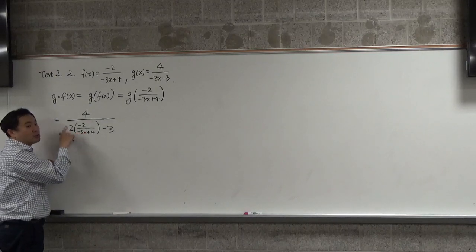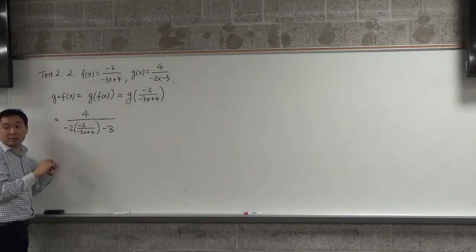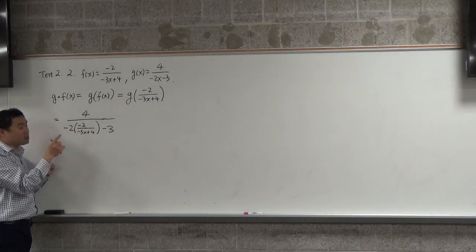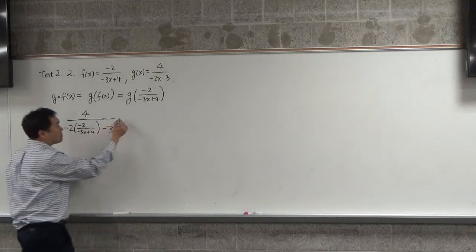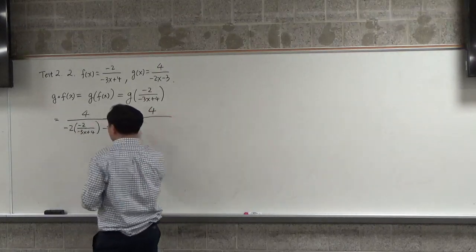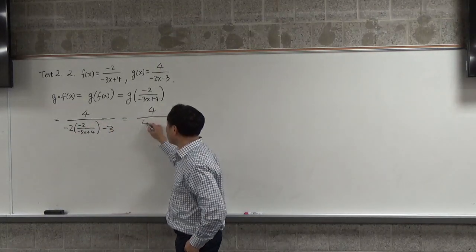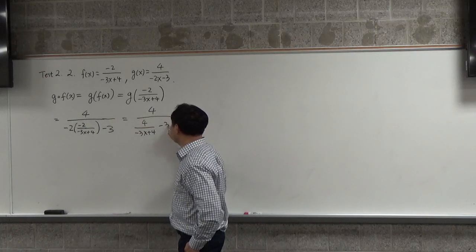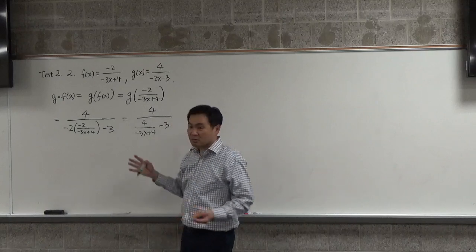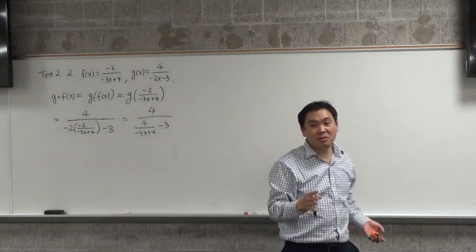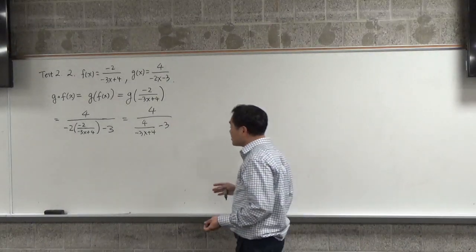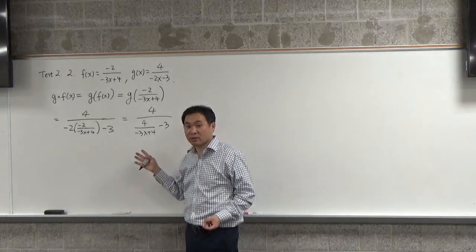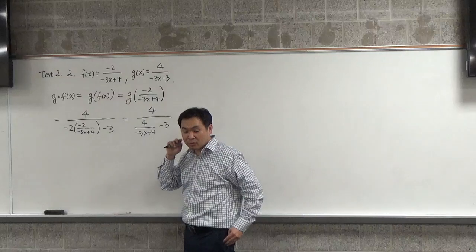When you multiply a number to a fraction, where does it get multiplied? Only on the top, not to the bottom. That's really important. It only gets multiplied to the top. So you get 4 over negative 2 times negative 2 is positive 4 over negative 3x plus 4 minus 3. So that's pretty good. But this is still not the answer, because you have to simplify. You have to simplify to get full credit.